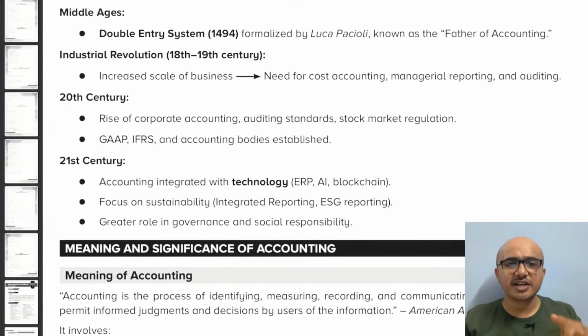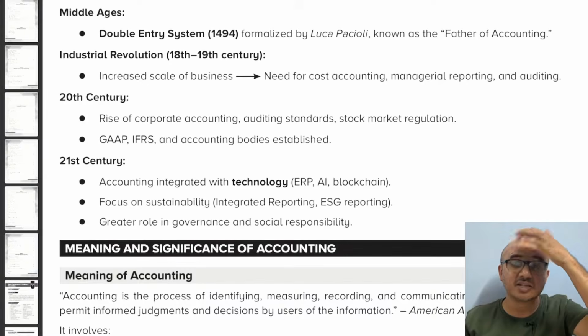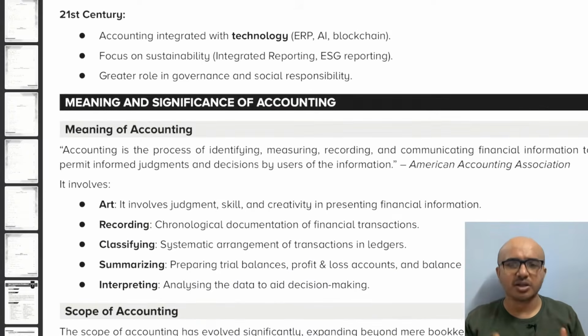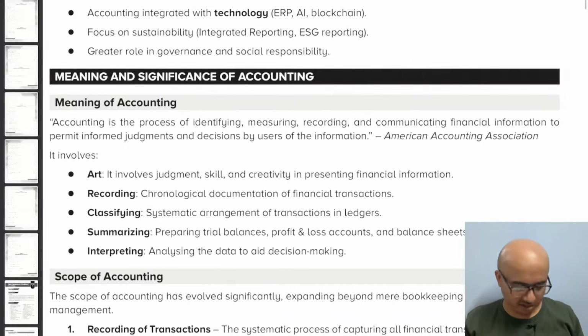So what I would say is what happened in the 20th century, that is the rise of corporate accounting, auditing standards, stock market regulation, and GAAP, IFRS, and accounting bodies, is the most important thing which has happened. So we have some kind of standard. The rest we have had incremental updates now, not groundbreaking updates as such.